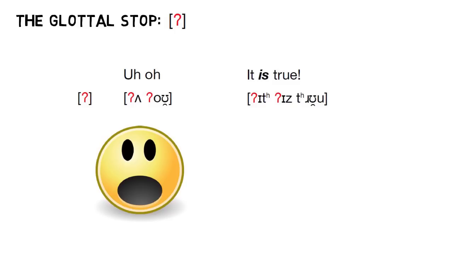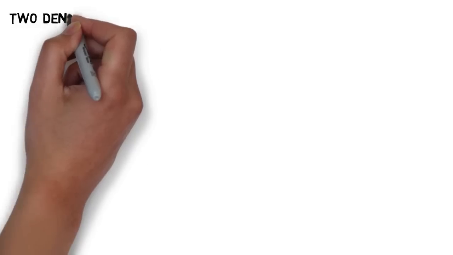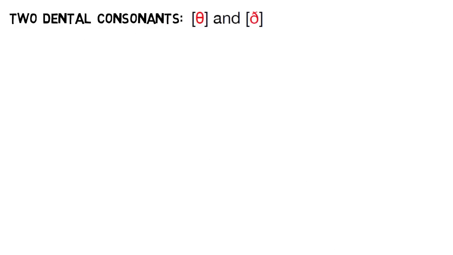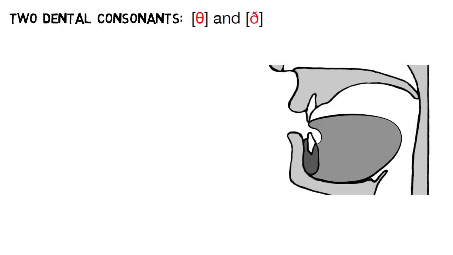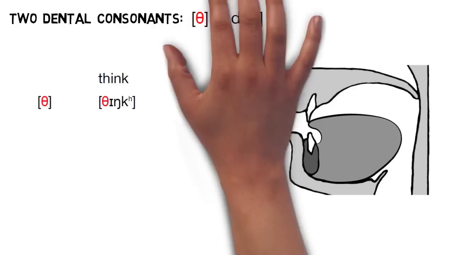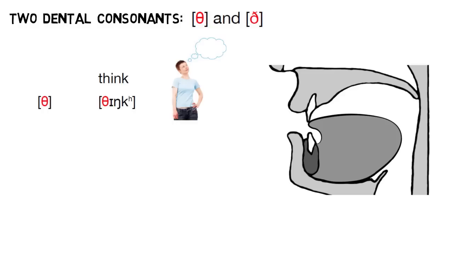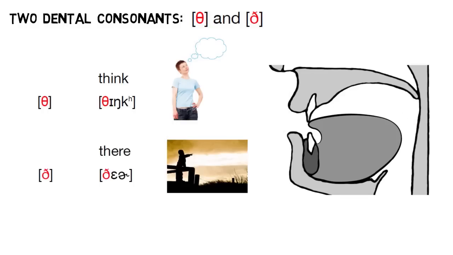We only have a few consonants left to discuss. First off, let's cover a pair of dental consonants. These are consonants made using the tip of your tongue against your upper teeth. There is a voiceless one, as in think, and a voiced one, as in there. If you have trouble making this consonant, try starting with the consonant s, and then sticking your tongue a little further out to touch your teeth.